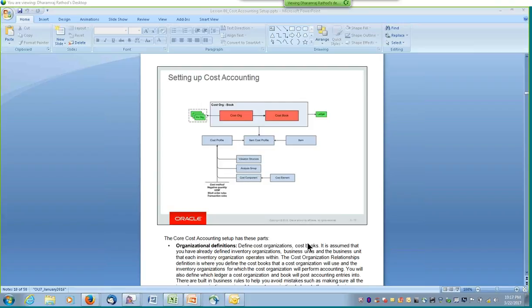There are certain configurations, maybe in what currency we should calculate the cost, that will come from your cost book. But at the end of the day, it is the cost profile which is associated to your item. So Mati, your doubt will be cleared when I go over the association of the cost profile to the item.